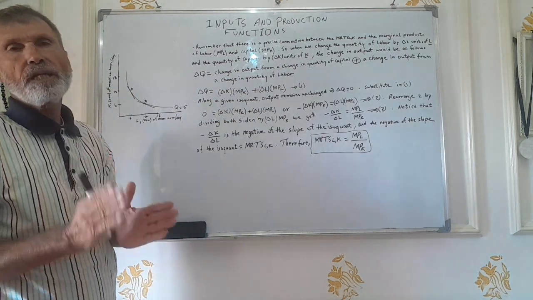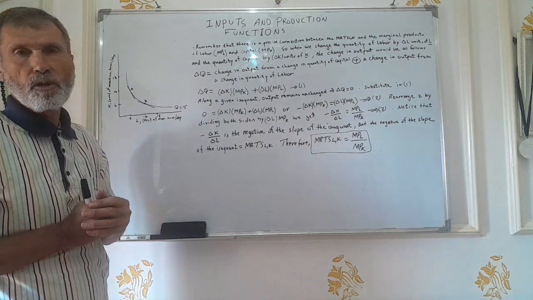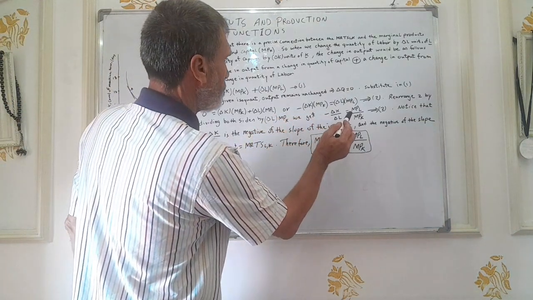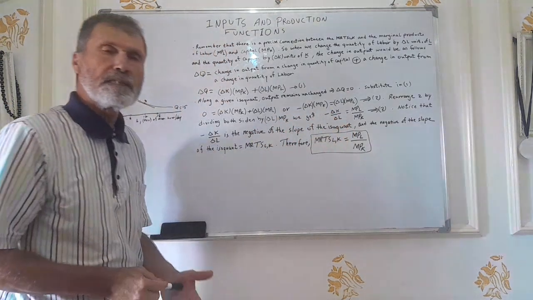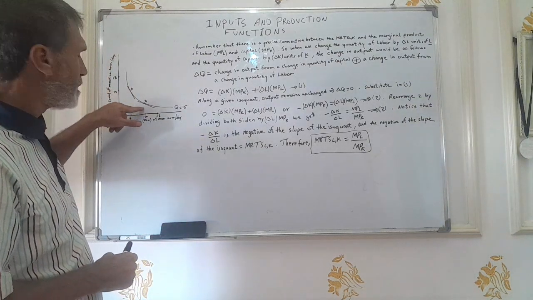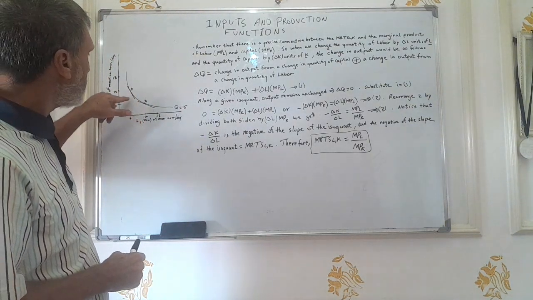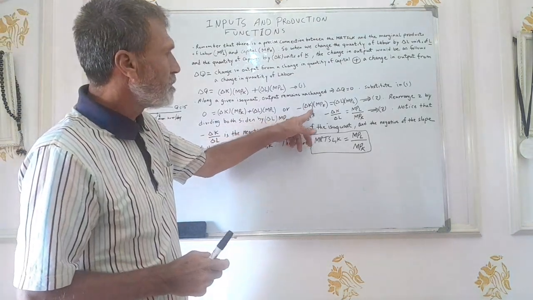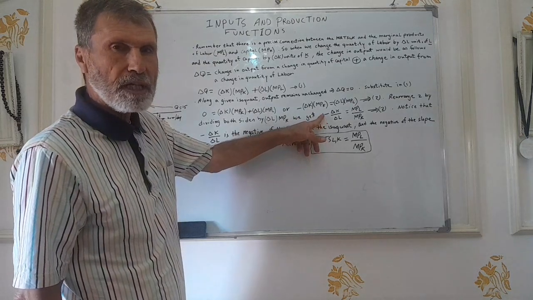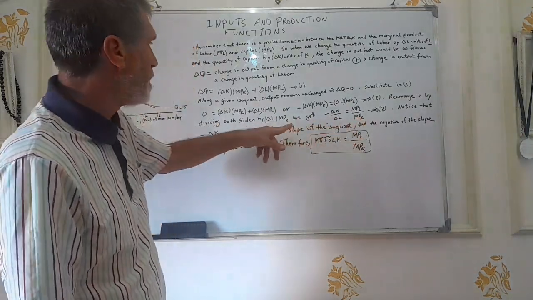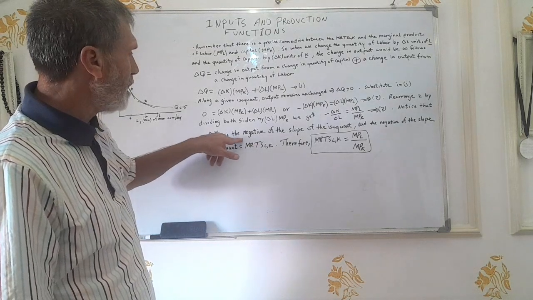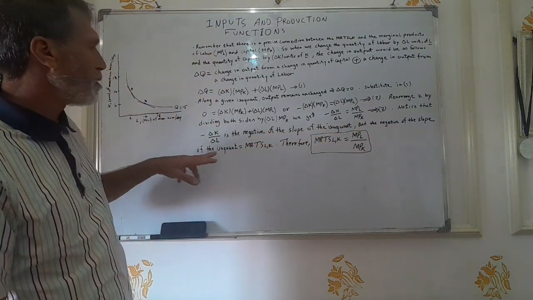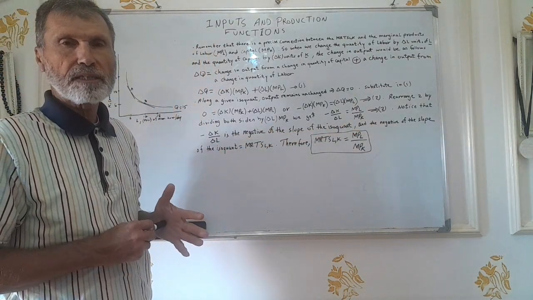So the marginal rate of technical substitution is the negative of the slope of the isoquant. This here, minus delta K over delta L, is the slope of the isoquant at point A or at point B. So the negative of this slope is the marginal rate of technical substitution. So we just see that minus delta K over delta L is the negative of the slope of the isoquant, and the negative of the slope of the isoquant is equal to the marginal rate of technical substitution.